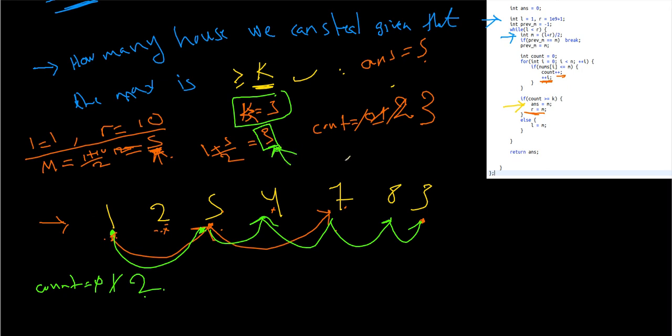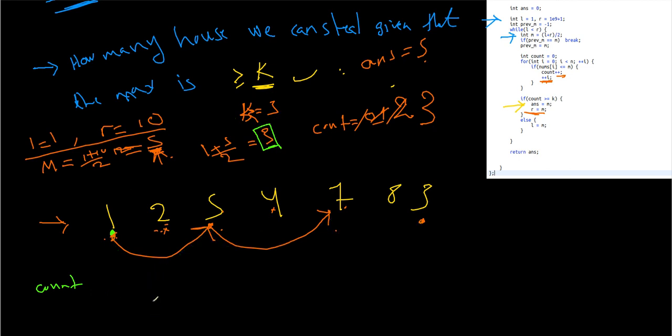We need to check for values between 3 and the last solution, which was 5. So 3 plus 5 divided by 2 is 4. Now again we need to check for 4.